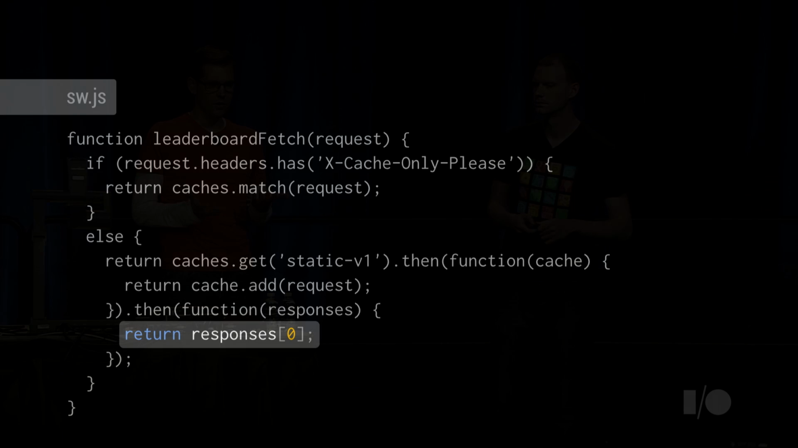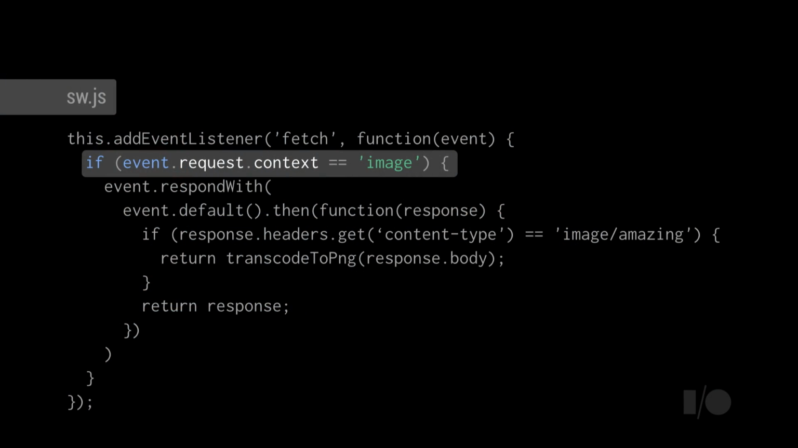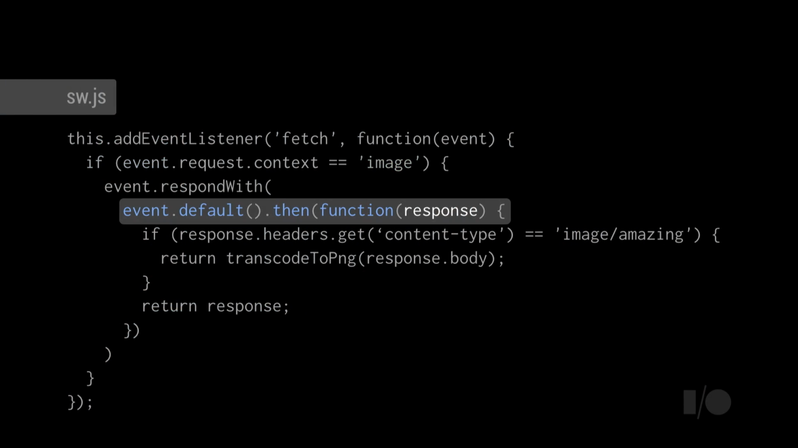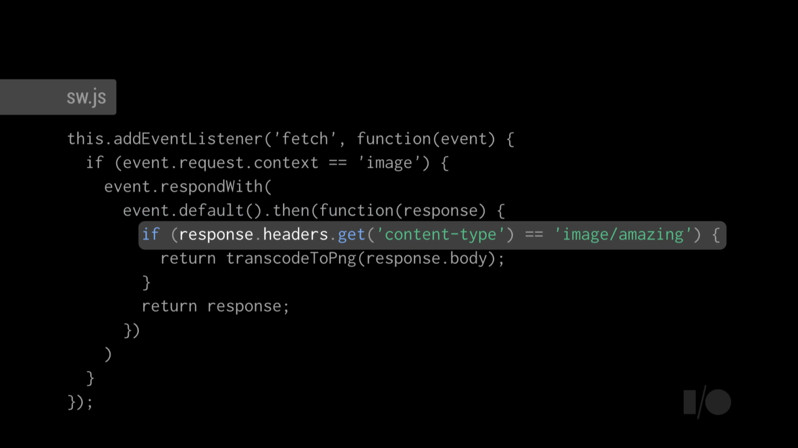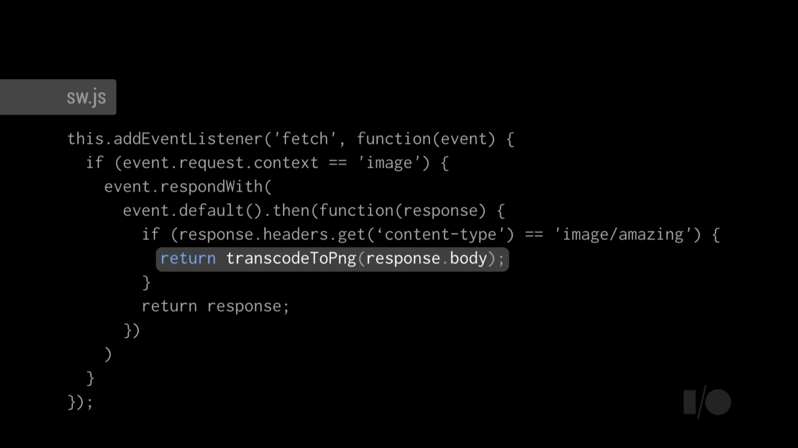Service workers aren't just a framework for building things offline first. They're a series of tools that you can do whatever you need to with. Yeah, so, I don't know, how about polyfilling a new image format? Imagine we could do that. If the request is for an image, we're going to make the default request. And if what we get back has this header, the content type for this new amazing image format, then we'll transcode it to PNG before sending it back to the browser, to something that it definitely already understands.